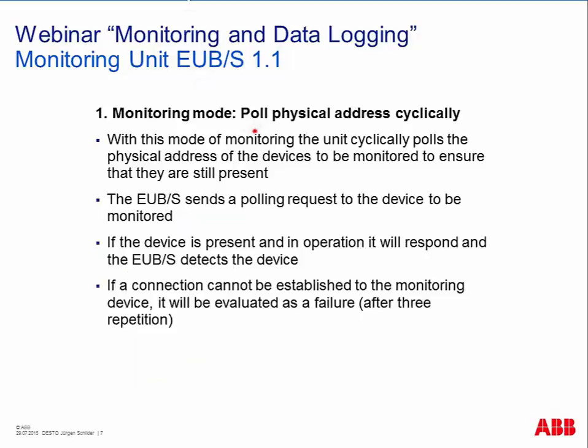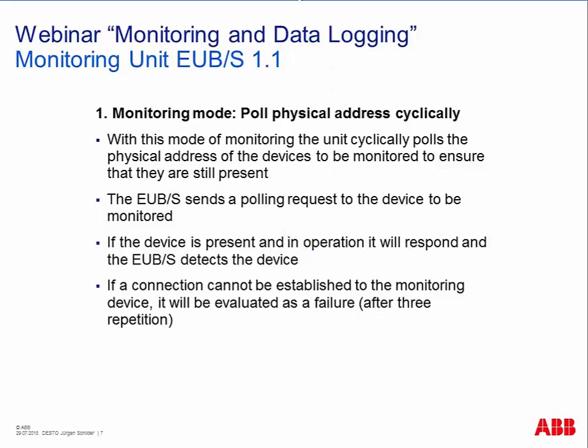So we start with the first monitoring mode, polling the physical address cyclically. With this mode of monitoring, the unit cyclically polls the physical address of the device to be monitored. So the EUB sends a polling request to the device, and of course expects a response from this device. If the communication is okay and the response comes back, then everything is fine.